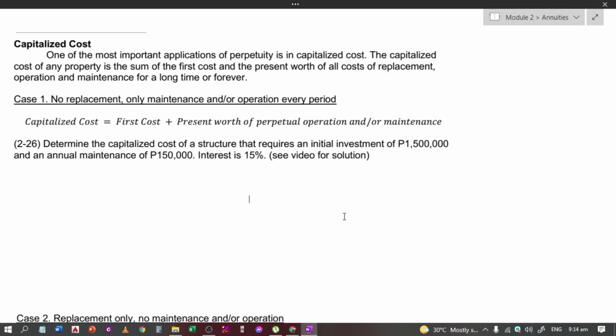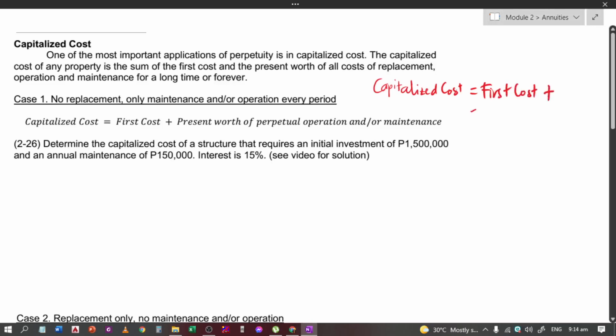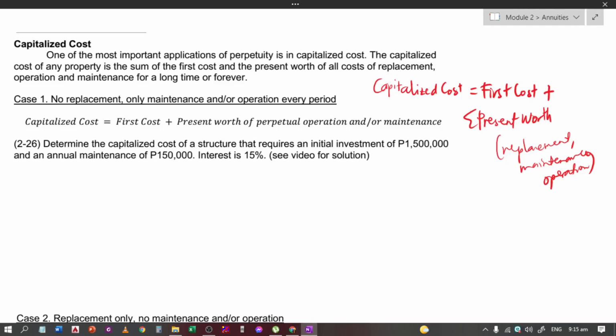So, meron tayong 3 cases. So, first one is no replacement, only maintenance, and or operation every period. So, again, no replacement, operation, and maintenance lang. Again pala, capitalized cost is first cost plus summation ng present worth ng replacement, maintenance, and operation. Okay. So, sa first case natin, meron lang tayong first cost and the present worth of perpetual operation and or maintenance. So, when we say perpetual, that is indefinite.